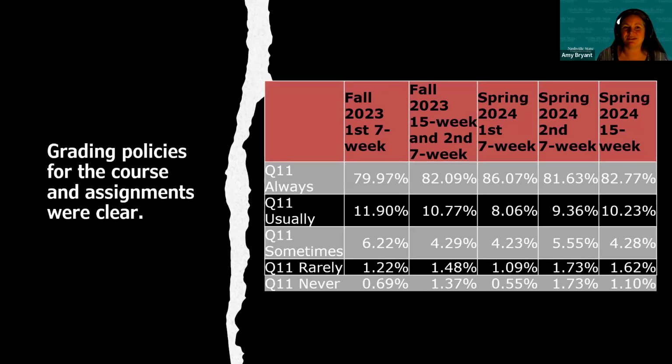Grading policies for the course and assignments were clear. Again, first seven week was lower than the others, but not tremendously lower overall. And then our nevers were below 2% for every term. Now, I would love for that to be zero, but I want to make sure that we are clear as we go through and recognize that when over 80% of our students are saying they were always clear, that's something to celebrate.